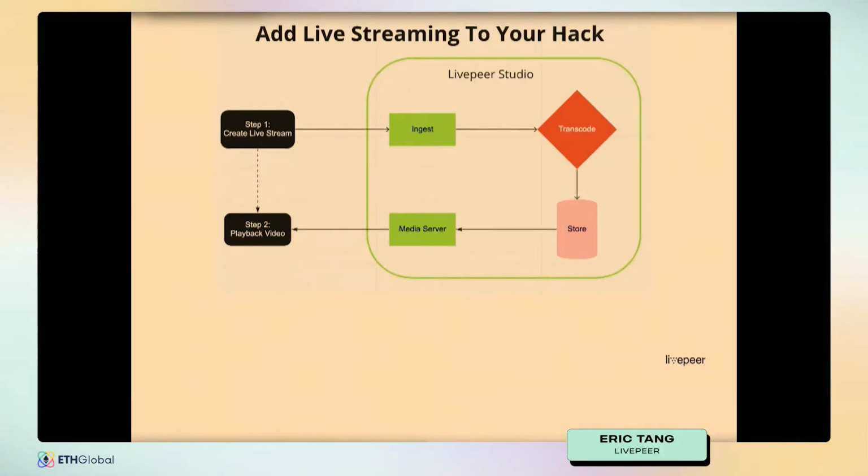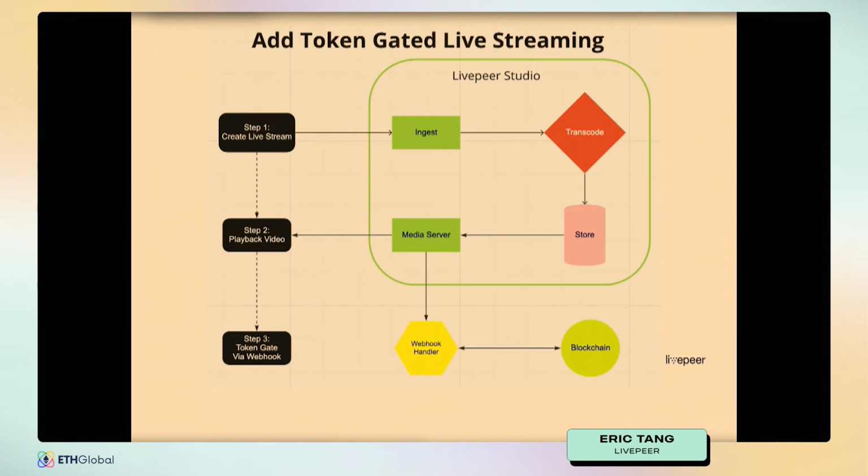And all of that is done automatically. Now, another interesting thing that you can do is add token gating. So what does that mean? It means you can say, I'm live streaming now as a creator, but only the people who own my NFT are allowed to watch my live stream, right?